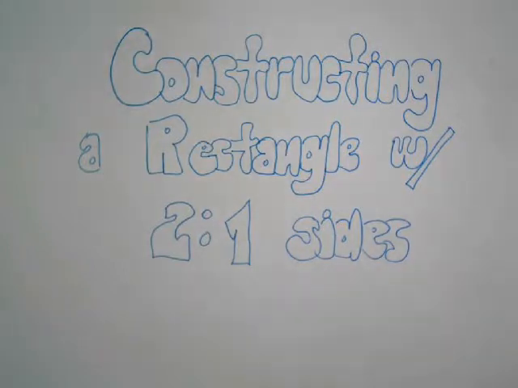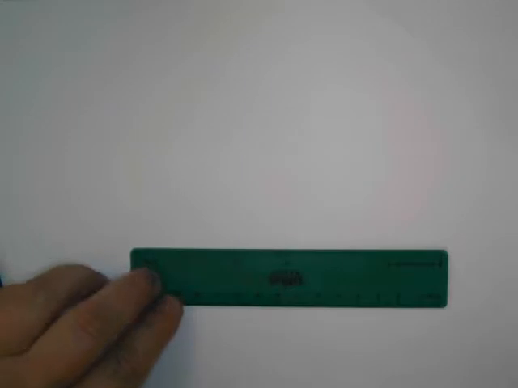In this video, we are going to construct a rectangle with sides that are in the ratio 2 to 1. As you recall, a rectangle is a quadrilateral with 4 right angles. So I'm going to need some perpendicular line segments.